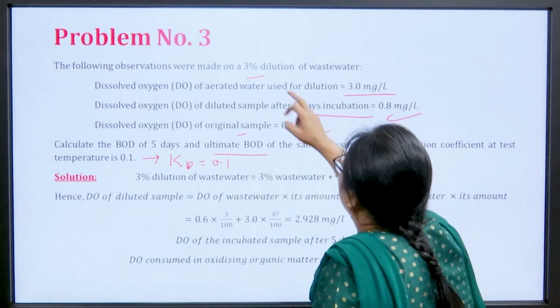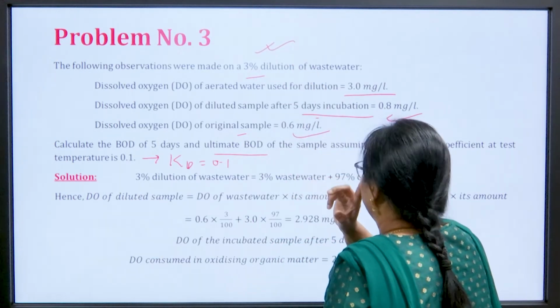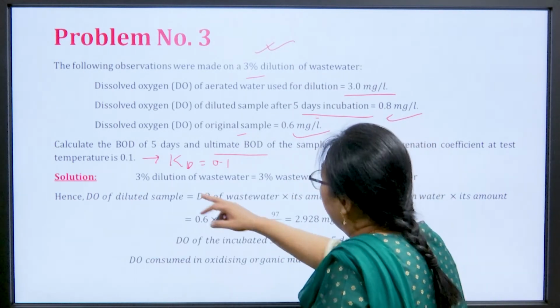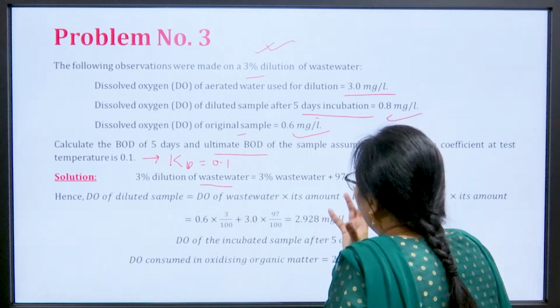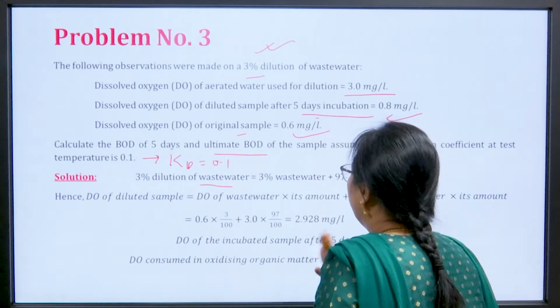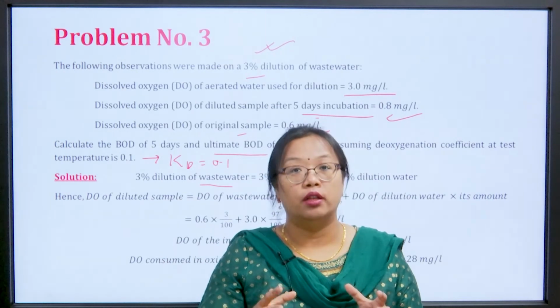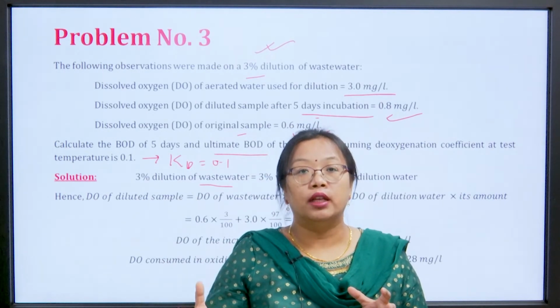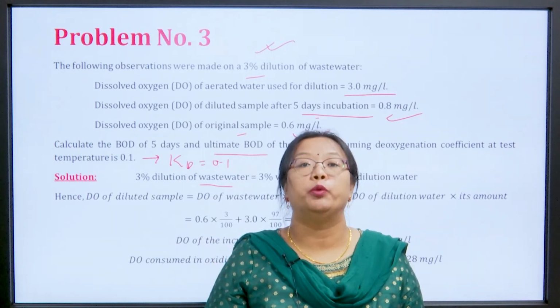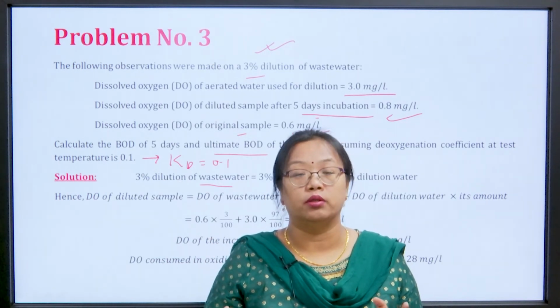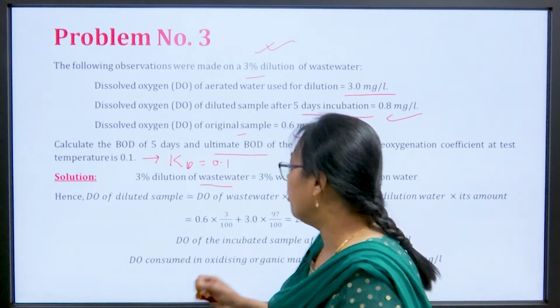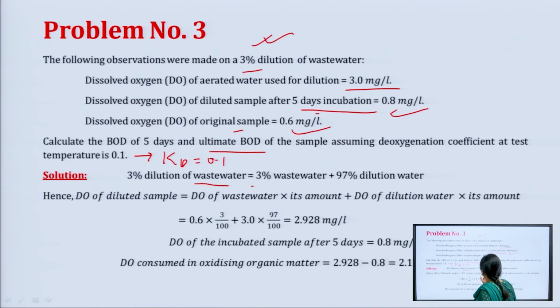So, what does this 3% dilution mean? Let us talk about it first. 3% dilution of wastewater means that 3% is the wastewater, the core thing, the sample, and the remaining 97% is going to be your dilution water, which may be distilled water or whatever they are using, the aerated water.